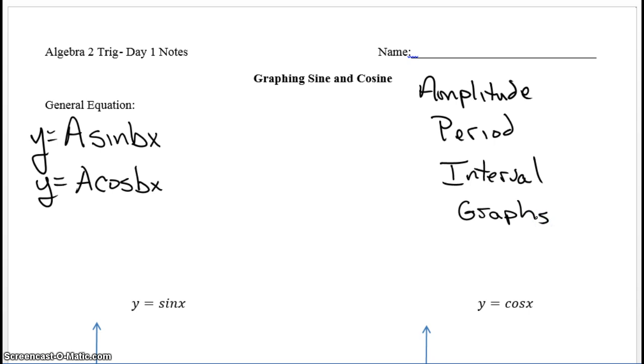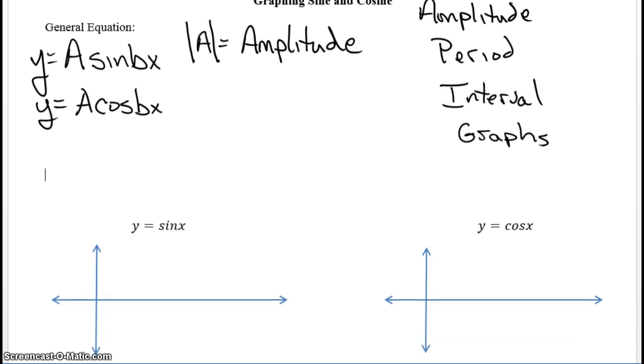Okay. Now, capital A tells us the amplitude. So the absolute value of A is going to give us the amplitude of our graph. Now you may wonder, what does he mean by amplitude? What does that describe? Well, as you see when we begin to graph, I'll explain further what amplitude means.